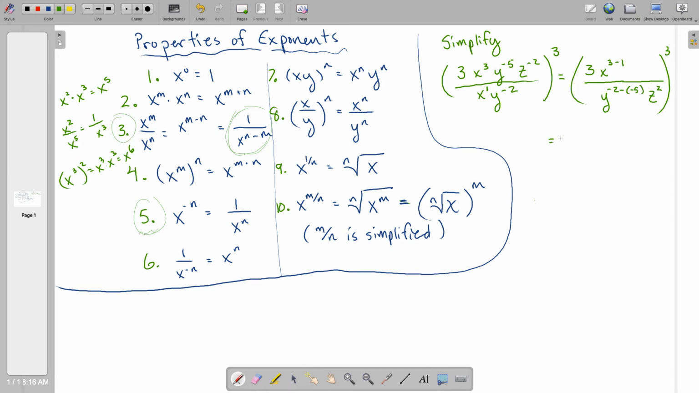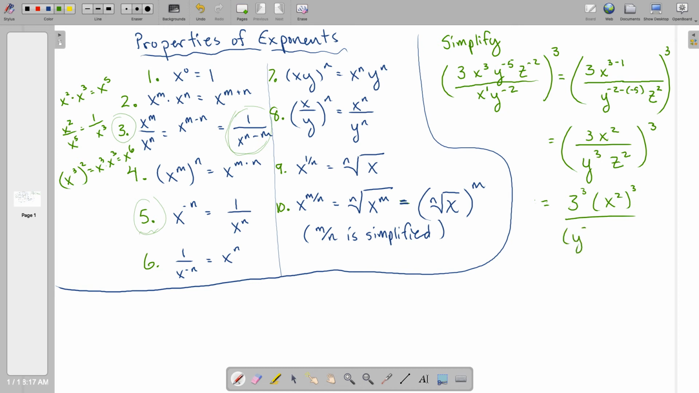All right, now let's clean things up a bit here. So this is 3x squared. Down here it's -2 plus 5, so y cubed, and then z squared on bottom. Okay, now where do we go next? Well, here I have these properties that say if I'm multiplying and dividing different numbers, variables, etc., and I'm raising all of it to the power, then I am allowed to take that power to each one of those individually.